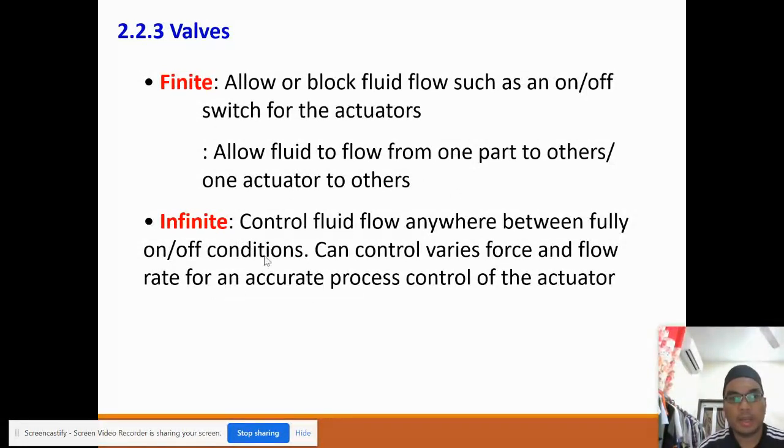The infinite valve has more advantages. It can control fluid flow anywhere between the fully on and off condition. Any part of the movement of the actuator can be controlled in between. So basically it can control various forces and different flow rates for accurate control of the actuator. There are more advantages of using infinite compared to finite. But if you have a very simple system, you can just use a finite type of valve.